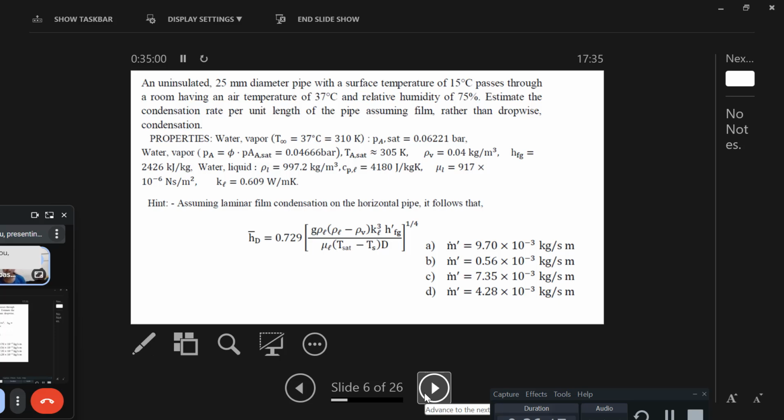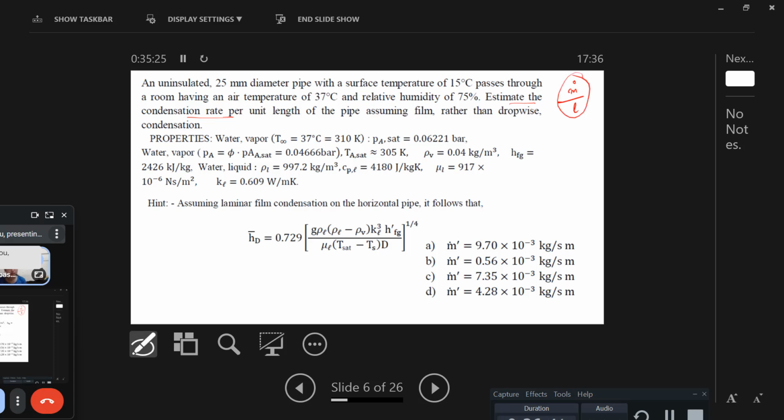Again, they have given some formula for the heat transfer coefficient. So what they have asked to find out is the condensation rate, that means m dot per unit length, that means divided by L. Okay, per unit length of the pipe, assuming film.